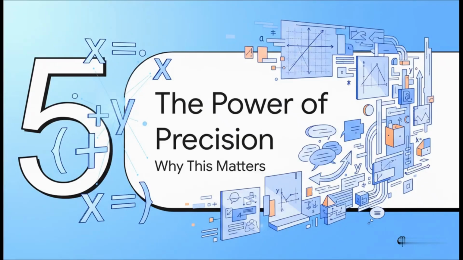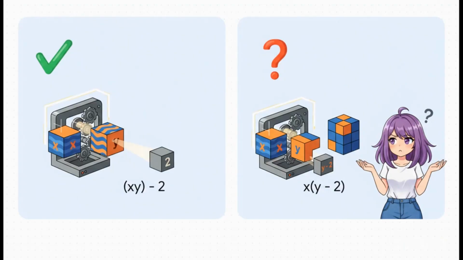So you might be wondering, why does any of this matter? Well, it all comes down to one single thing, precision. Our everyday language can be messy and ambiguous, but algebra is designed to be crystal clear. This slide shows you exactly what I'm talking about. The phrase on the left, the product of x and y, comma, decreased by 2, is clear. You find the product xy first, then you subtract 2. But take out that tiny comma and the meaning completely changes. It could now mean x times the quantity y minus 2. One little piece of punctuation, two totally different outcomes.